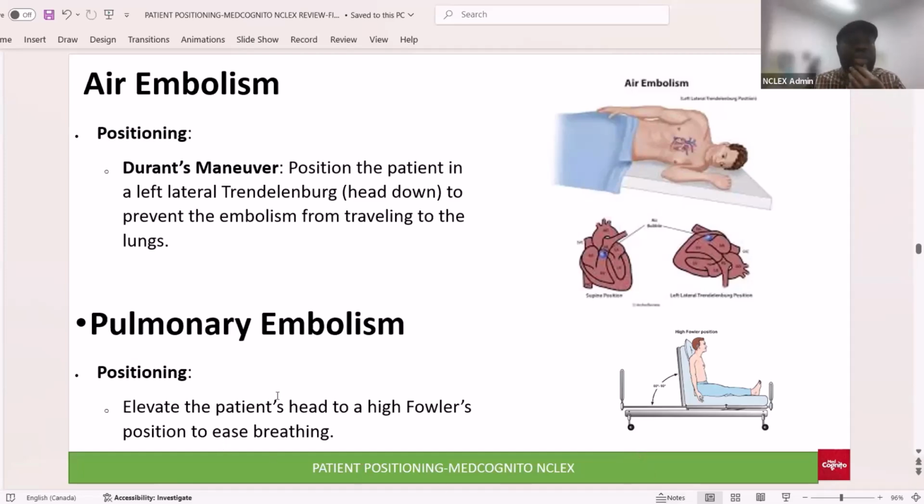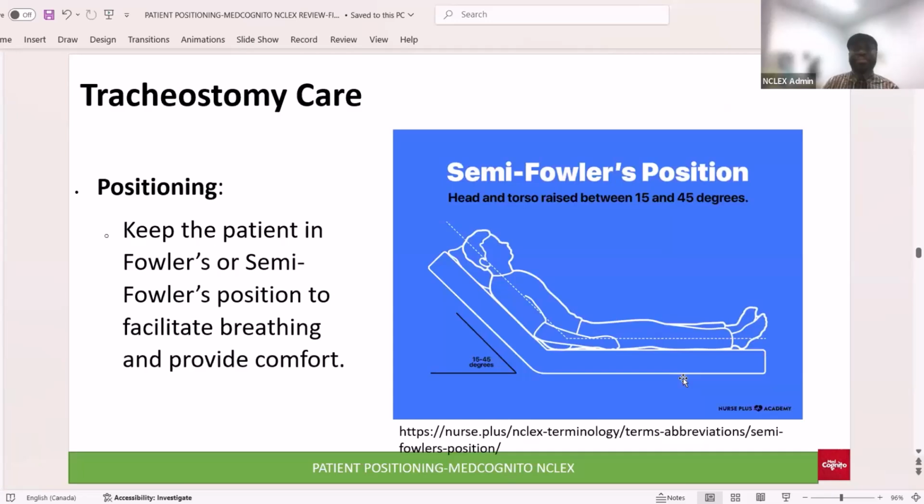What about pulmonary embolism? You want to elevate the patient's head to a high Fowler position to ease breathing. So if the patient has pulmonary embolism, you want to elevate the head. If the patient has air embolism, you rather want to use the Durant's maneuver. So that is why we have these two pictures, the Durant's maneuver and then the high Fowler position. So please remember the difference. Which one will you use for air embolism? I'll use the Durant's maneuver so that the embolism does not travel to the lung. But in pulmonary embolism, I'm going to elevate the patient's head to a high Fowler position to ease breathing.